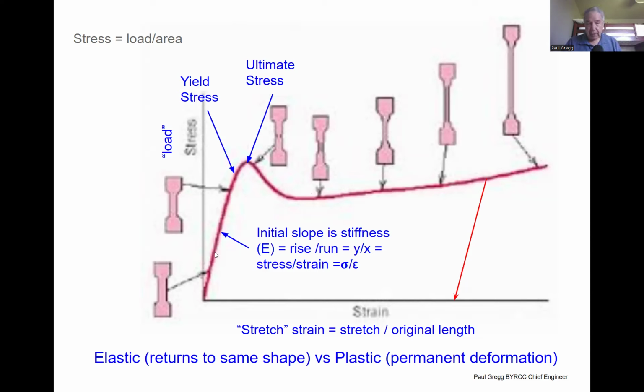So the slope of this line, which is the rise divided by the run, or y divided by x, or the stress divided by strain, that is the stiffness. The Young's modulus, or there's a couple of names for it, but that's how stiff a material is, how steep this line is. So we'll see on the next page some comparison of the glue and spaghetti.